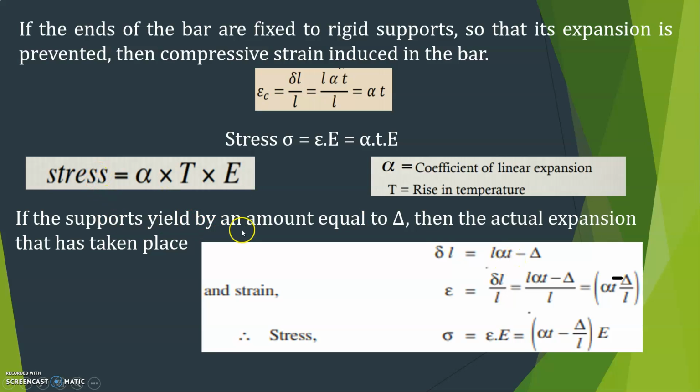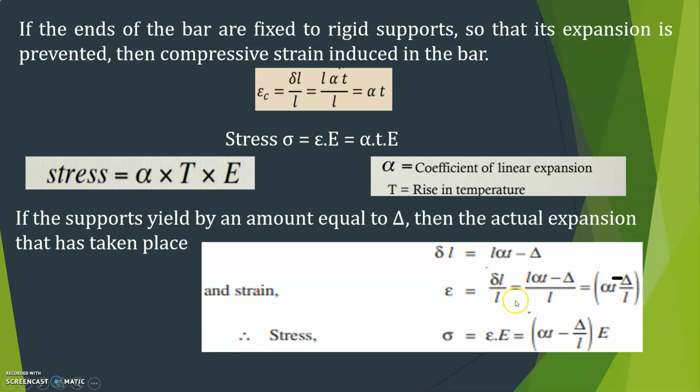But if the supports yield by an amount equal to delta, if there is some decrease in the length due to the amount of yield, then you have to use this formula: delta L is equal to L into alpha into T minus delta. This delta is the yield. Then how do you calculate strain? Strain is equal to change in the length divided by original length. The change in the length is L into alpha into T minus delta, divided by L.